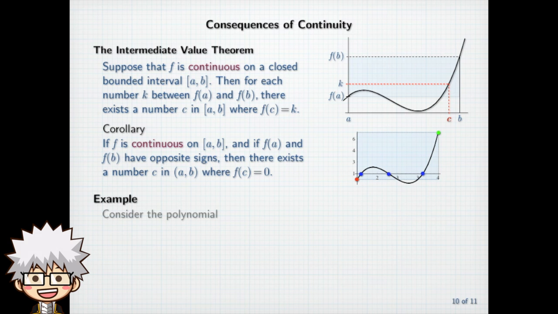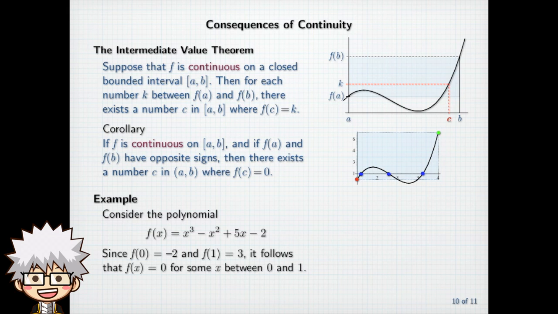Example. Consider the polynomial f of x equal to x cubed minus x squared plus 5x minus 2. The value of f at 0 is minus 2, and the value at 1 is 3. Since polynomials are continuous, it follows that f of x is equal to 0 for some x between 0 and 1. And this is in fact the case, as we can see from the graph of f.